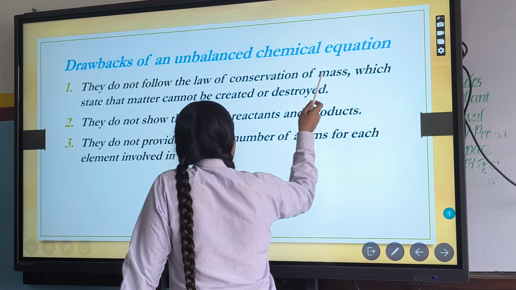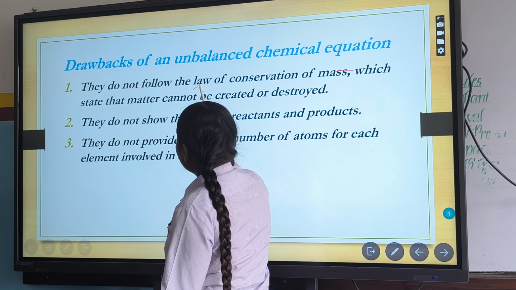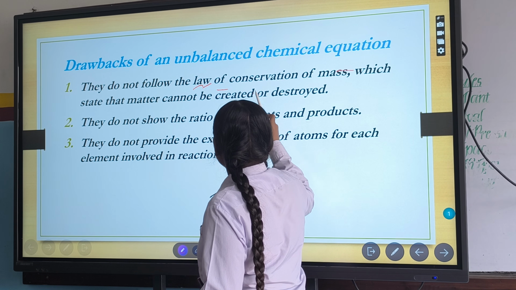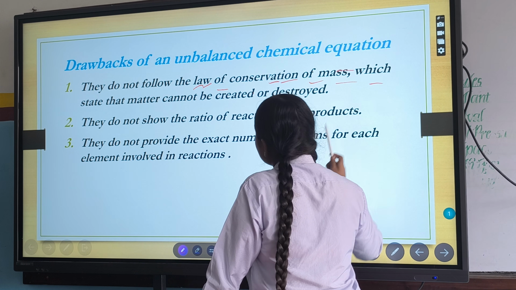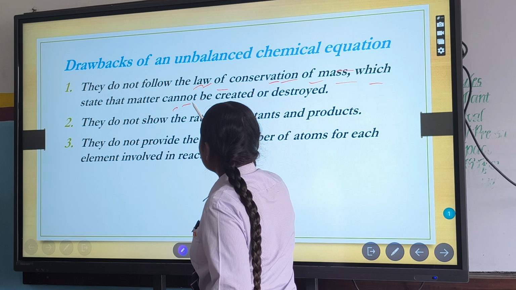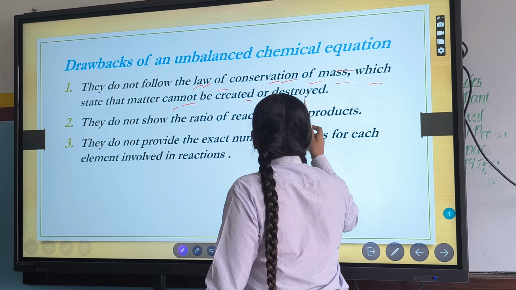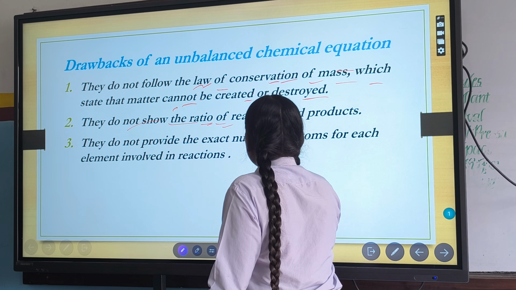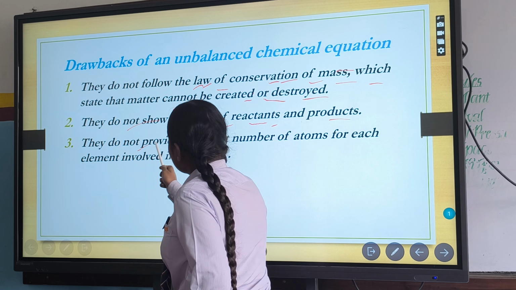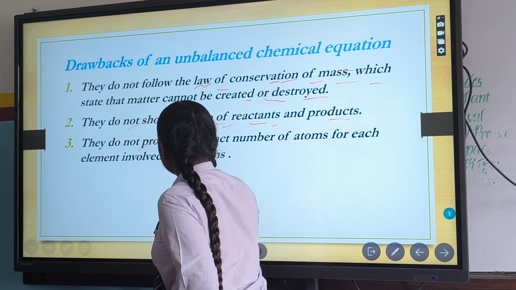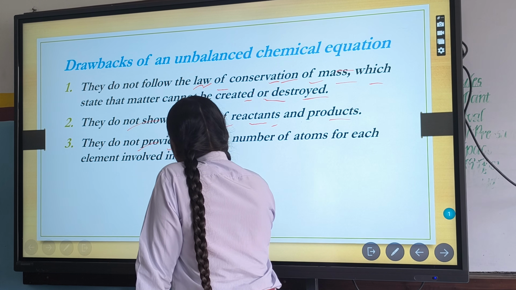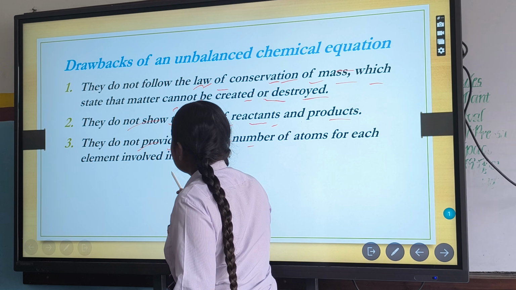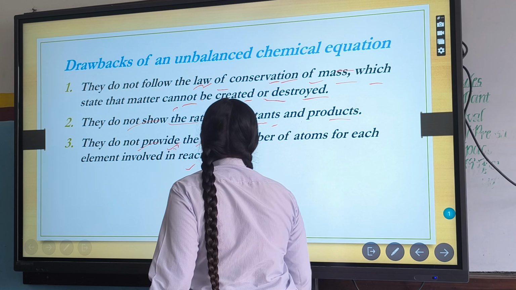Drawbacks of an unbalanced chemical equation. They do not follow the law of conservation of mass, which states that matter can neither be created nor destroyed. They do not show the ratio of the reactants and products. They do not provide the exact number of atoms for each element involved in the reaction.